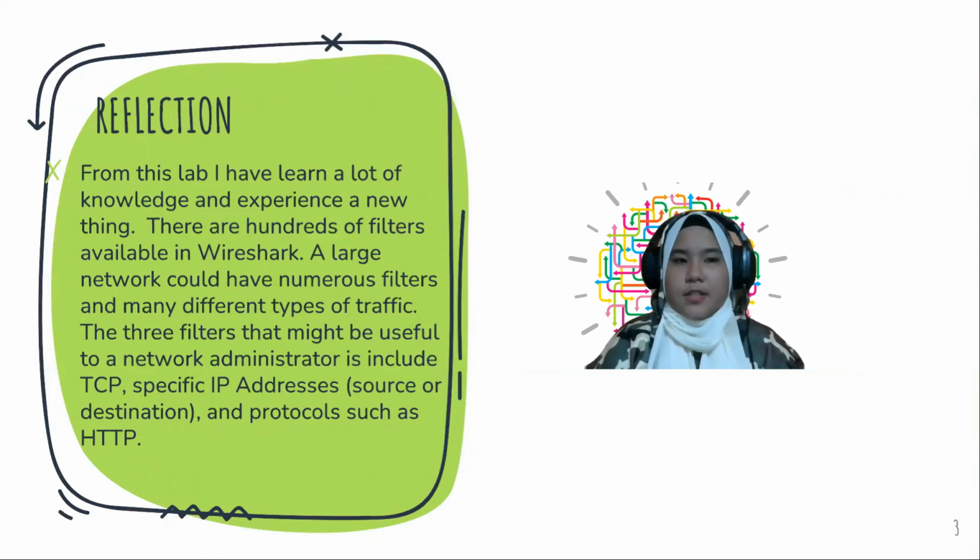My reflection: from this lab, I have learned a lot of knowledge and experienced new things. There are hundreds of filters available in Wireshark. A large network could have numerous filters and many different types of traffic. The three filters that might be useful to a network administrator include TCP, a specific IP address, source or destination, and a protocol such as HTTP.